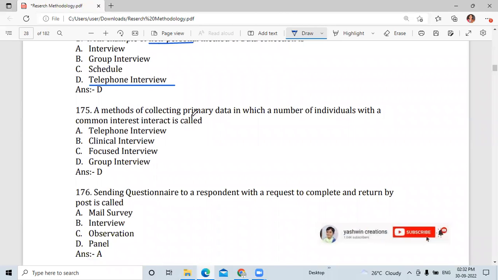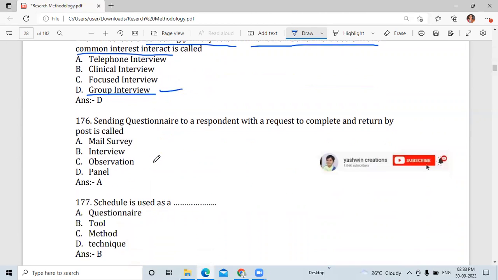A method of collecting primary data in which a number of individuals with a common interest interact is called what? It is a group interview. So while collecting primary data, in which a number of individuals with a common interest interact, that is called a group interview.